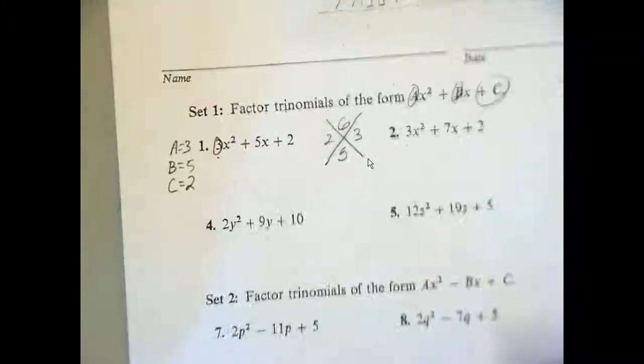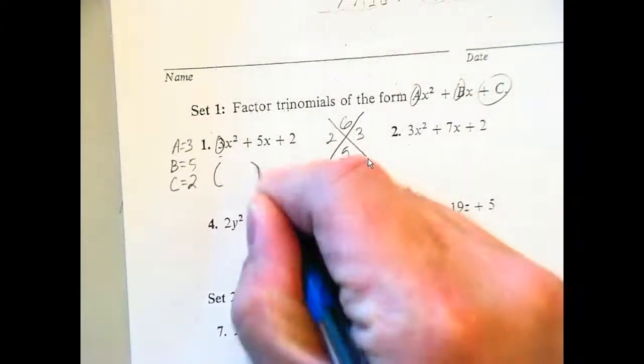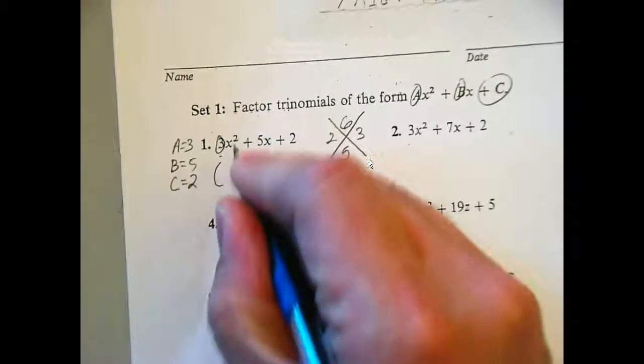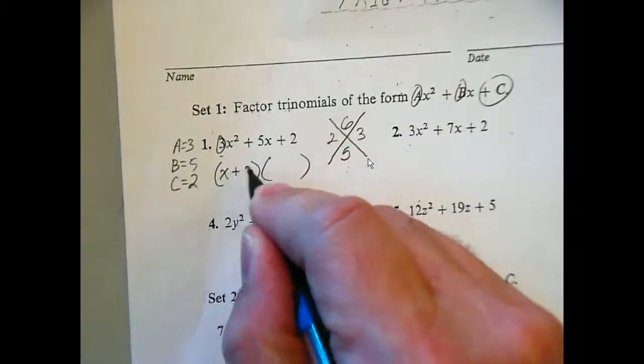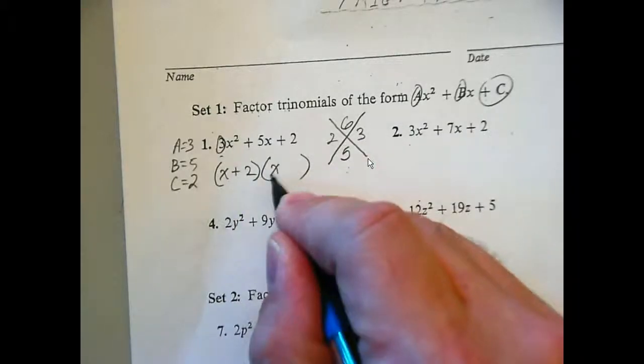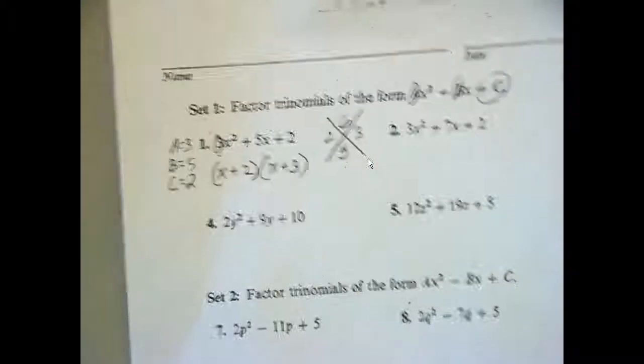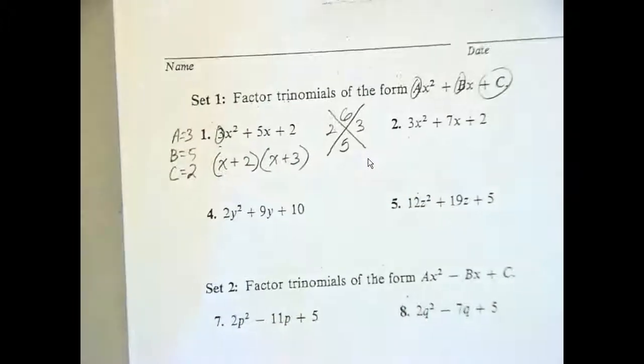Well, you just go over here and you say, I just found my number, so I'm going to do x, because it's x, and I'm going to say positive 2, and I'm going to say positive 3 in the other one. Why? Because those are both positive. So x plus 2, x plus 3.